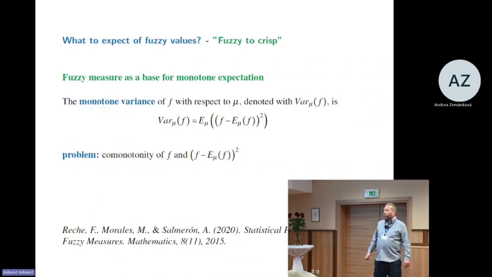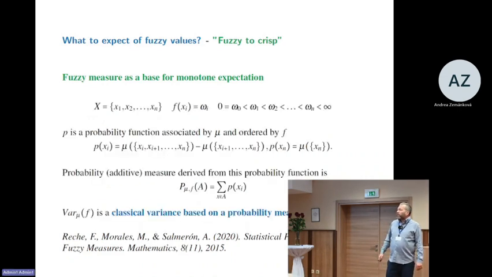Also, which is more interesting, they tried to introduce variance, but there was a problem of comonotonicity. The function f and its square are not comonotone, so this sometimes yields a problem. You cannot define variance with this.